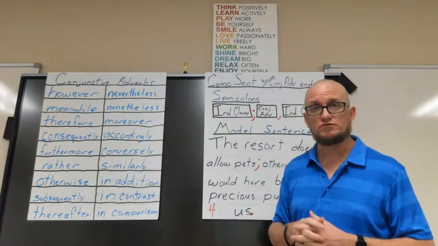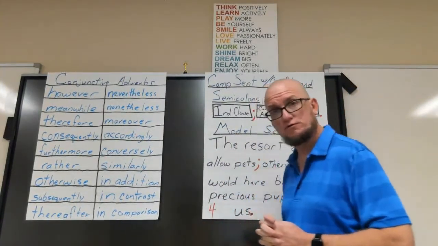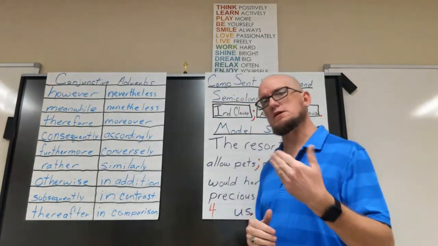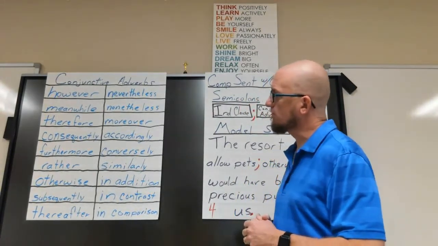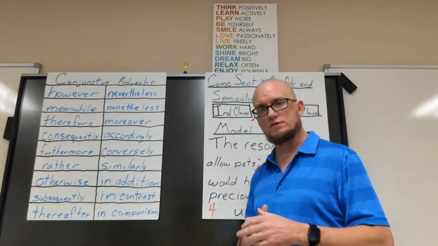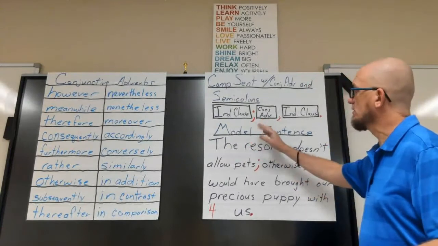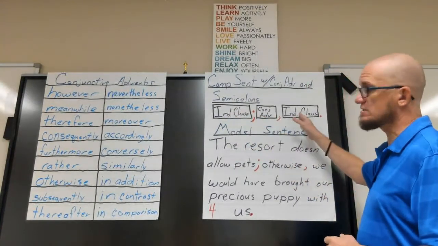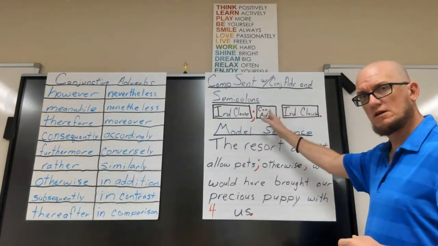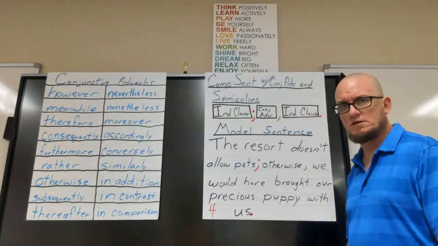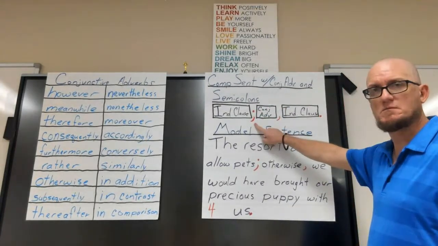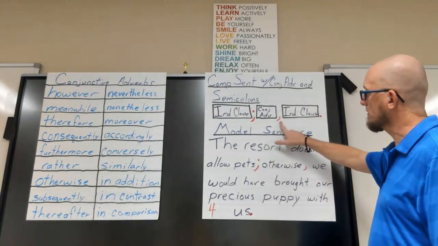However is the one that students are most familiar with and use the most. You do often use these at the beginning of sentences: however, even though, accordingly, conversely. But you can also use them with a semicolon to link two sentences together. So you can use them in the middle. But when you're using them in the middle, there has to be a semicolon and then a comma.